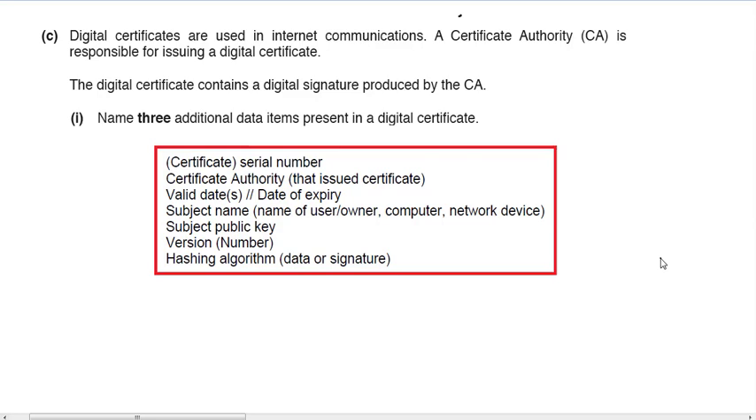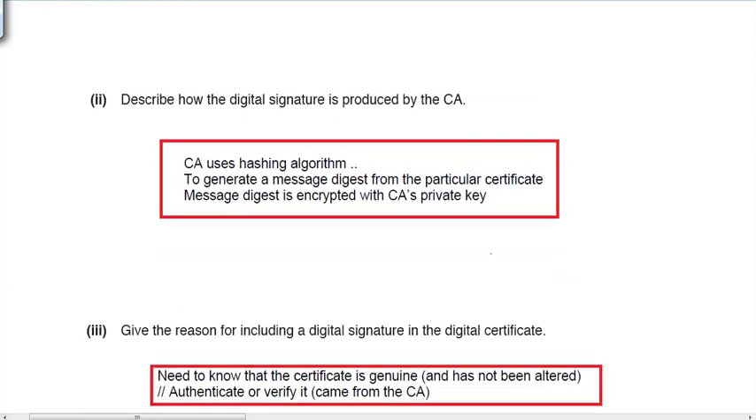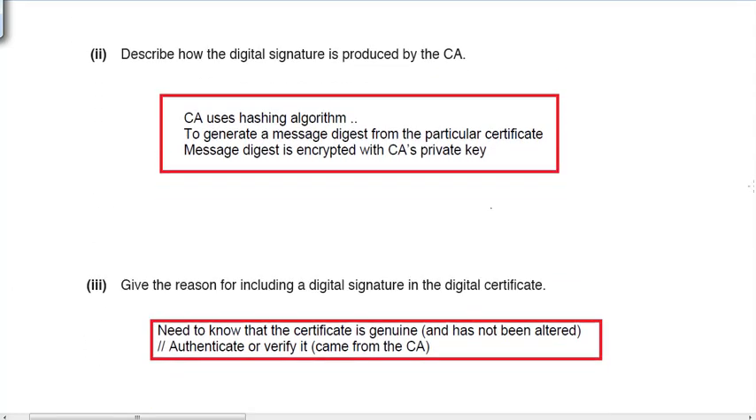Okay, what I've done here is I've copy pasted a past paper question, right? This question is related to the digital certificate, and he wants to know what different data items are part of the digital certificate, and we've already discussed this. I just want to focus for a second on the answer to this question. This is the question: how is a digital signature produced? And I just want to focus on the answer here.